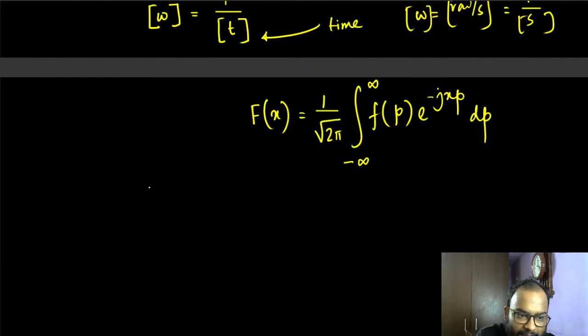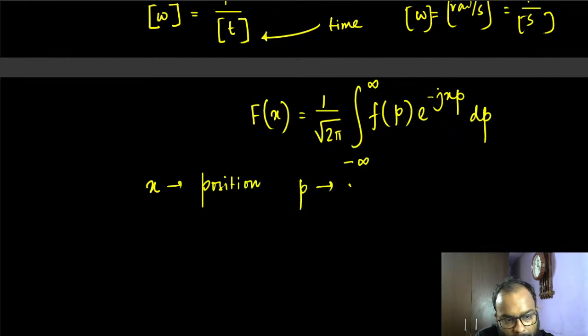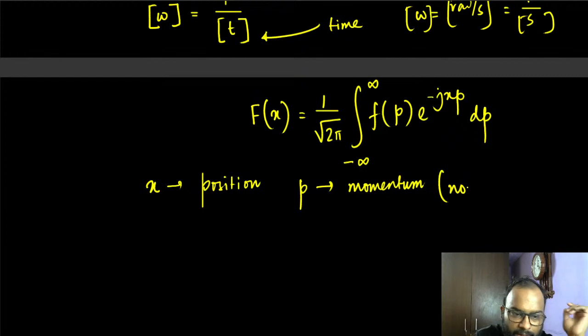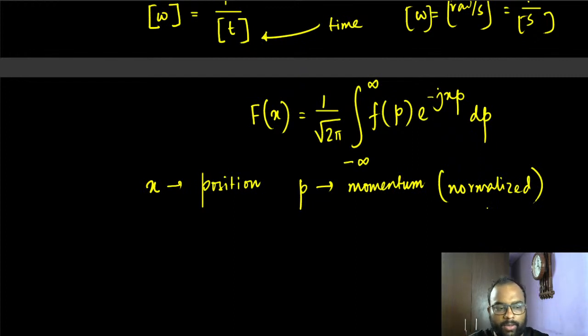So we are saying that x is the position of a particle, and p is the momentum of a particle. A normalized momentum, I mean, of course momentum divided by Planck's constant, etc., in quantum mechanics. So when it's position and momentum, they are conjugate variables.